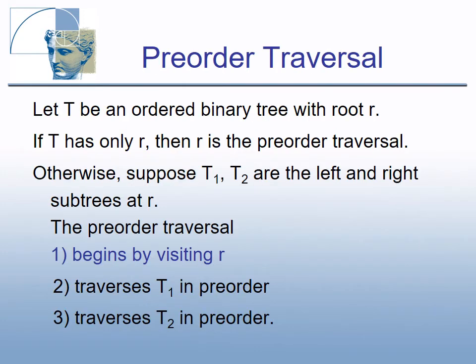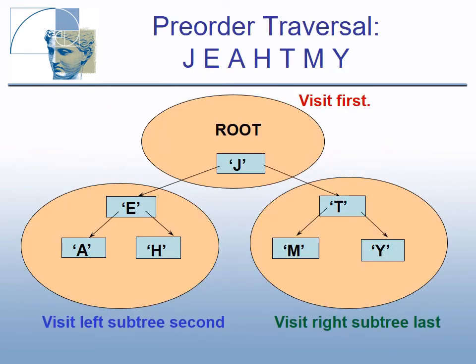This is the preorder traversal algorithm. Let T be an ordered binary tree with root R. If T has only R, then R is the preorder traversal. Otherwise, suppose T1 and T2 are the left and right subtrees at R. The preorder traversal begins by visiting R, then traverses T1 in preorder, and traverses T2 in preorder. Here is an example of preorder traversal. The root is visited first, then we visit the left subtree, and visit the right subtree last. The result of traversal is shown on the top of the slide.